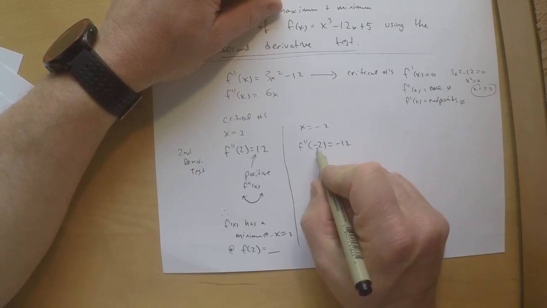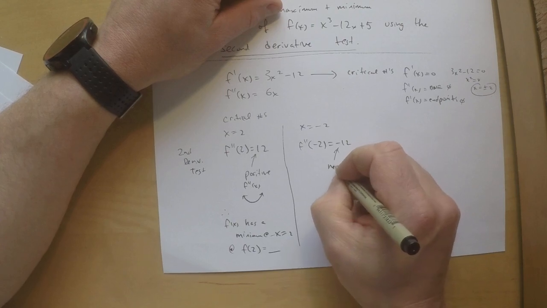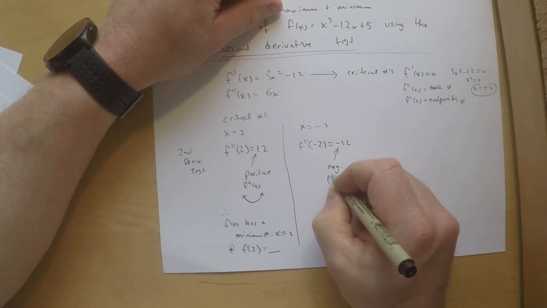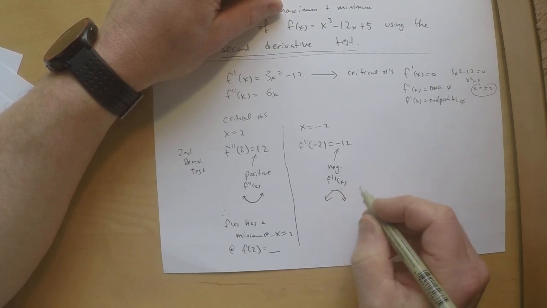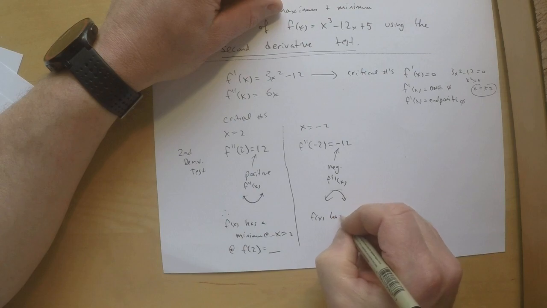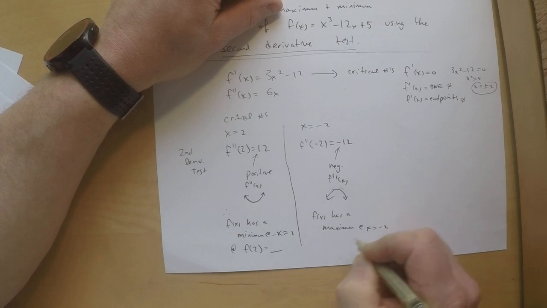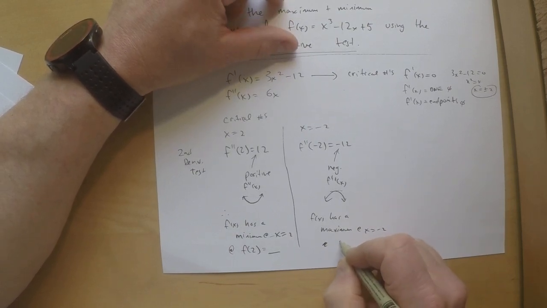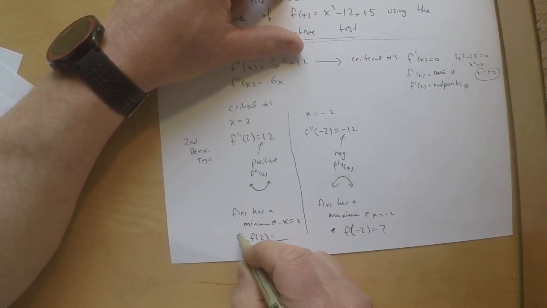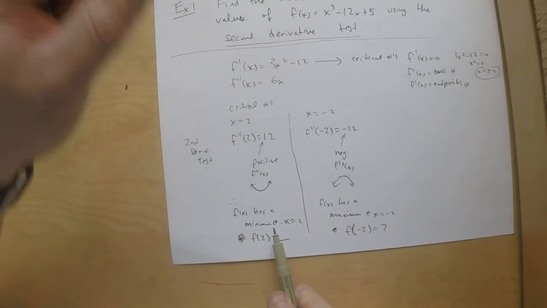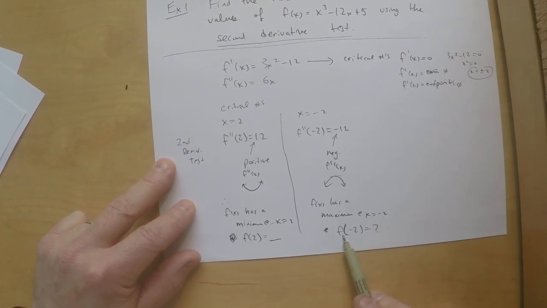Next piece, when I plugged in negative 2, the other critical number, I got a negative second derivative. Negative second derivative means concave down. Concave down with slope 0. F of x has a maximum at x equals negative 2. And what's the maximum value? Maximum value is f of negative 2. So minimum at x equals 2 of f of 2, maximum at x equals negative 2 of f of negative 2.